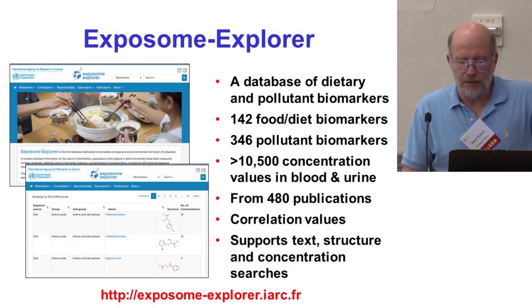Right now there are 142 food and dietary biomarkers that they've identified as strongly validated. They included only those that exhibited high correlations with the consumption of the food. And this particular database provides thousands of concentration values, both in blood and urine. As I said, the correlation values are provided for all of the validated biomarkers, and like our other databases, it supports text, structure, and concentration searches.